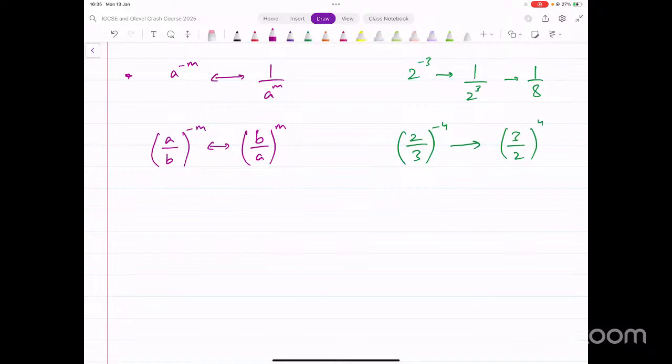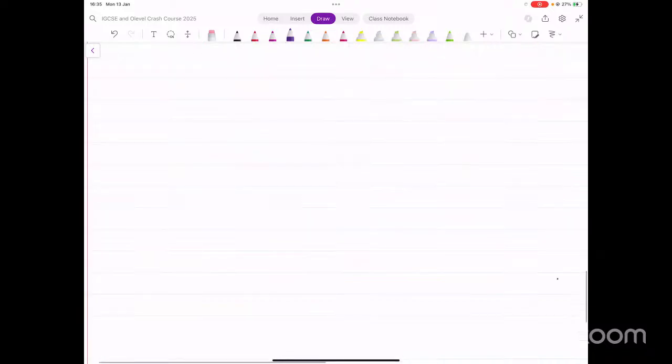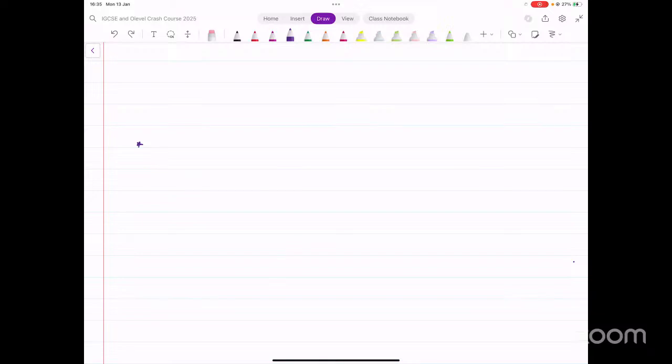Okay. Now we've got some special powers that have some properties. For instance, if you've got any number raised to power 0, if you have 6 raised to power 0, what's that? That is 1. Okay. That's a general rule that we've got. If you've got anything raised to power 0, the result of that is 1.